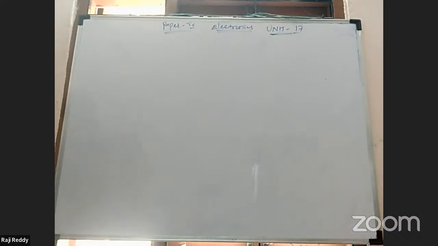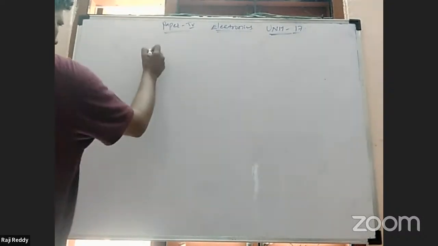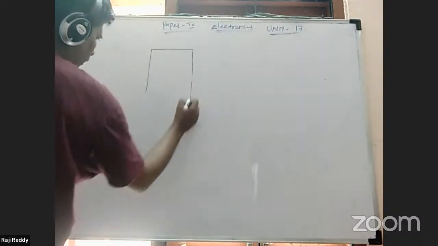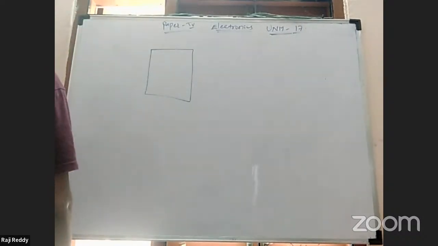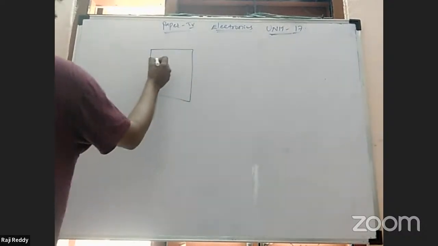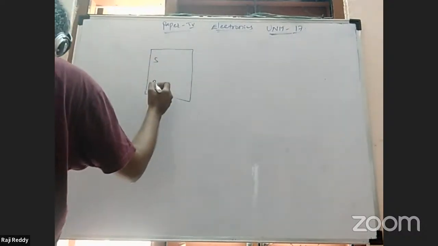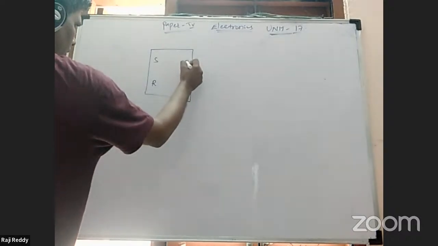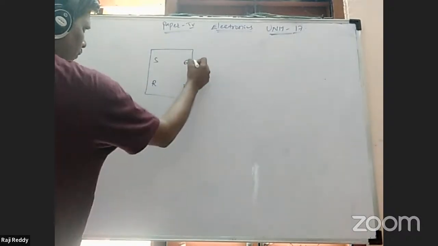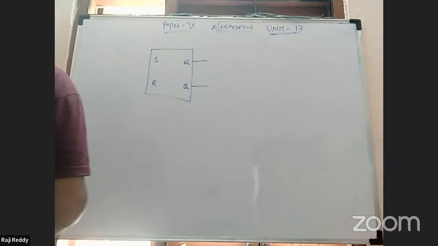Where we are here. Clocked RS flip-flop. I can take that one only. Clocked RS flip-flop, and it will be easy to say, the data storing purpose. S input, R input, and the outputs: one is Q, the other one is Q bar. These are the outputs.